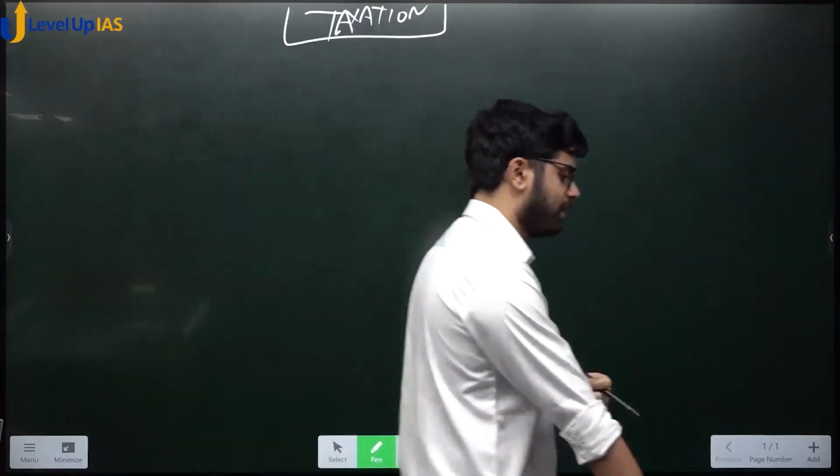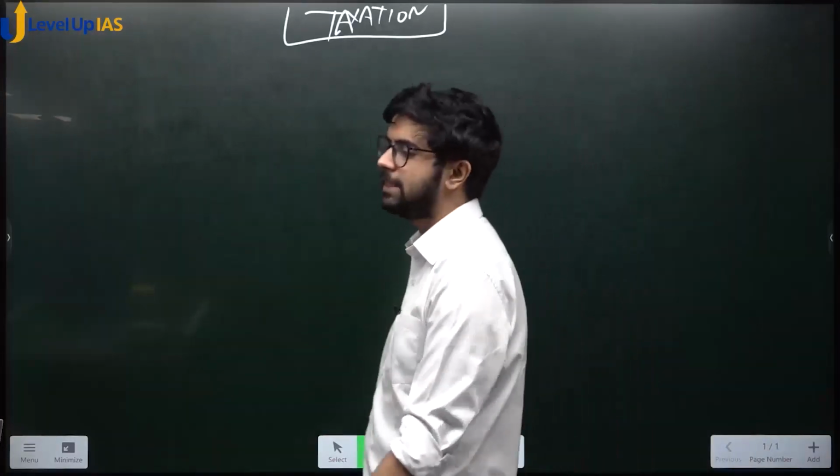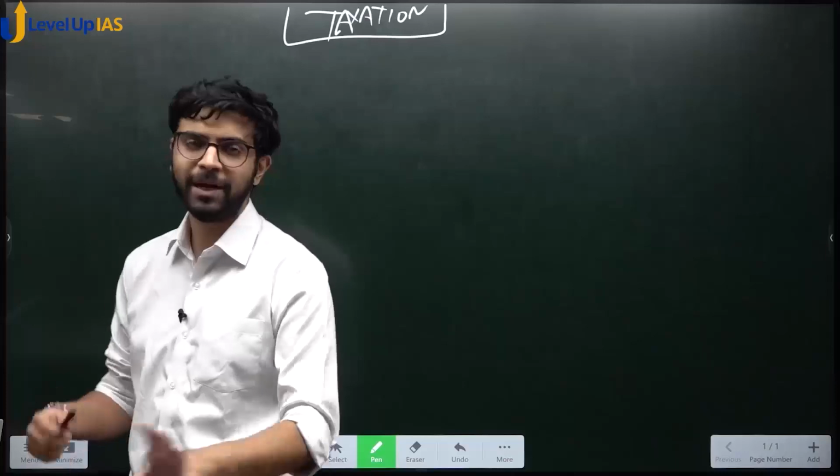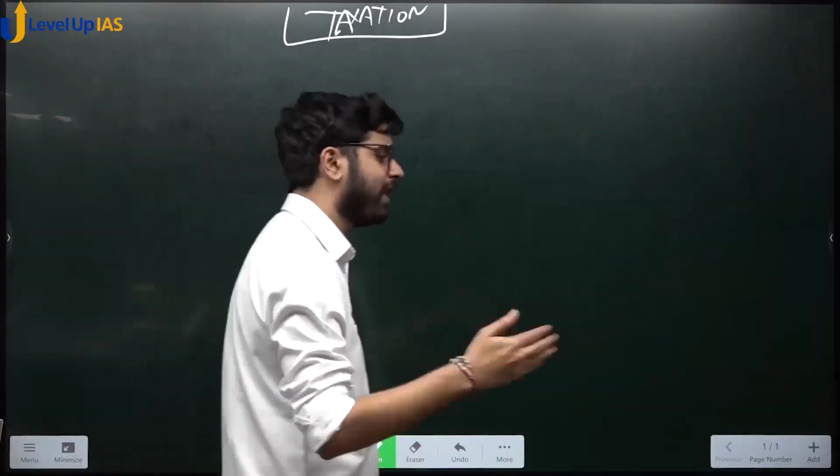What do we know about taxation? We know some basic things: direct tax and indirect tax. There are two major types of taxes. We also saw why they are called direct tax, and why they are called indirect tax.